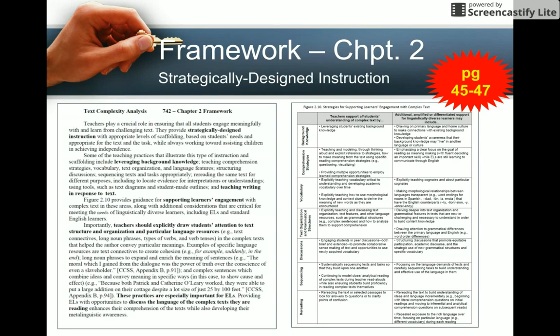So why is text analysis important? And so please read this from chapter 2 in our new framework. And after that, on page 46 and 47, you will see some different ways students can engage with complex text. So do that right now. And when you're through, you can continue with this session.